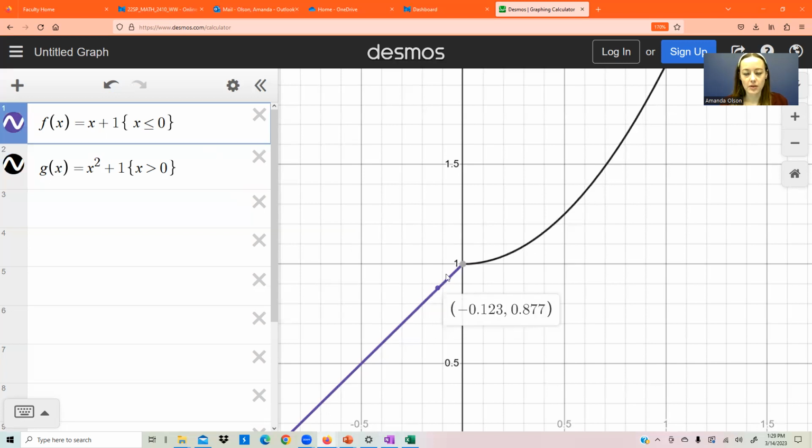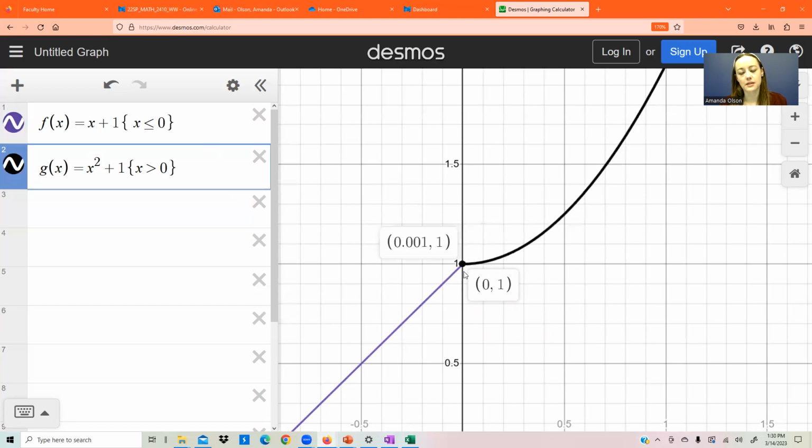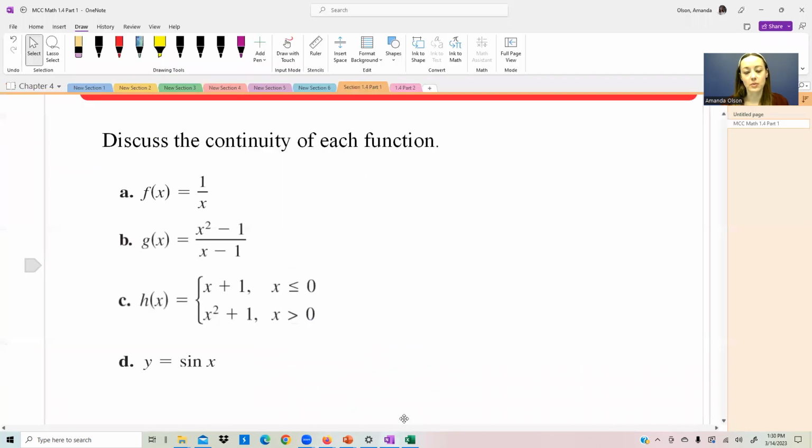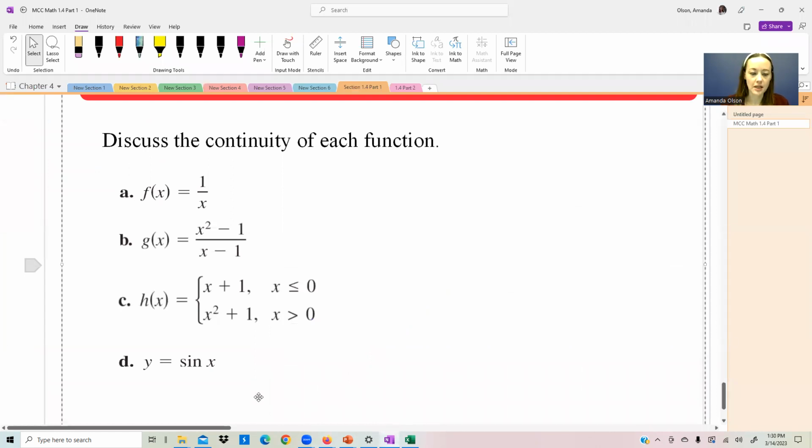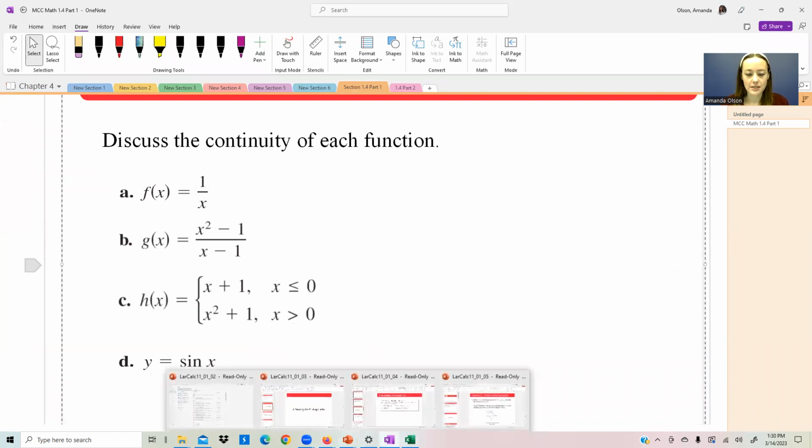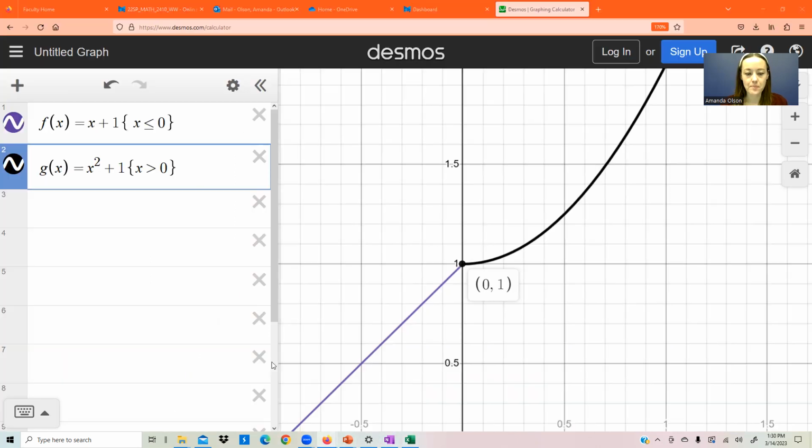We have the limit from the left side as x approaches 0 is 1. The limit as x approaches 0 from the right side is 1. So the limit as x approaches 0 is 1. So that's the second criteria for continuity. The limit does exist. And then the third criteria, we can see that the function value and the limit value both agree. So for this function in particular, it is continuous across the domain, even though it has a silly shape. The last function we'll look at is this sine of x graph.